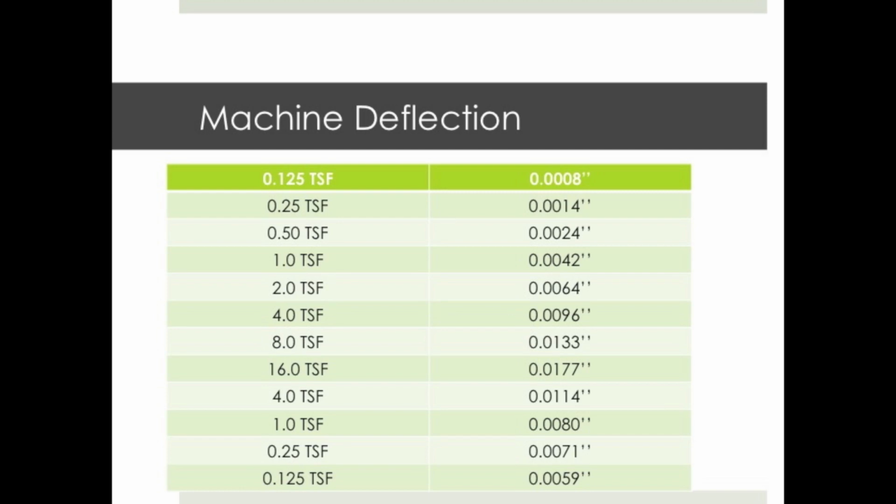The machine deflection was 0.0177 inches under the 16 ton per square foot stress. These deflections will later be applied so that they are not incorporated into the actual sample deflection.